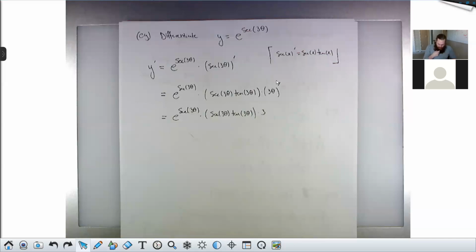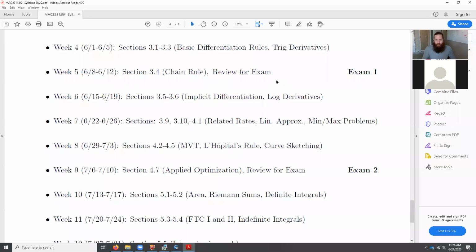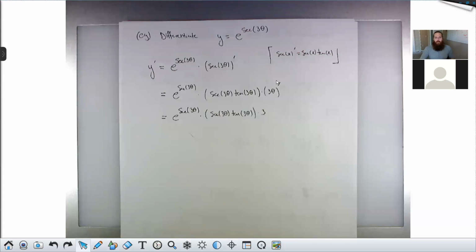I want to try, maybe before we, how are we doing on time here? Ooh, oh, we're way over. All right, so I'm going to go ahead and stop here for today, and then we will pick up right where we left off here at the end of the chain rule and the start of implicit differentiation on Friday.